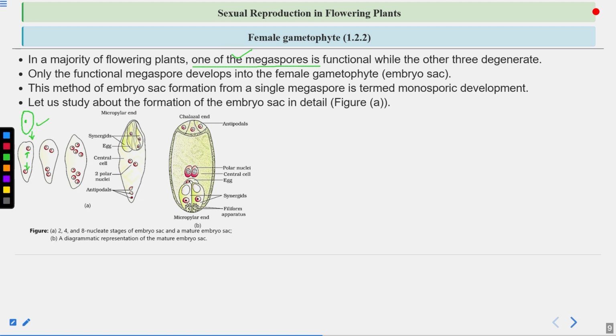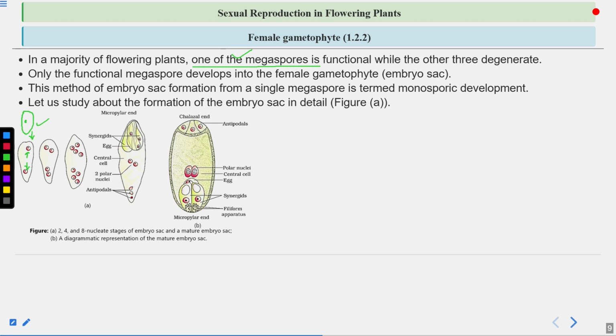After the division of the nucleus, there is no cytoplasmic division or wall layer laid down. No cytokinesis. In fact, after that, there is again karyokinesis, that is, division of the nucleus. So at each pole, 2 nuclei are there, 4 nuclei in total in this megaspore. Now it divides a third time and forms 8 nuclei, 4 towards each pole.